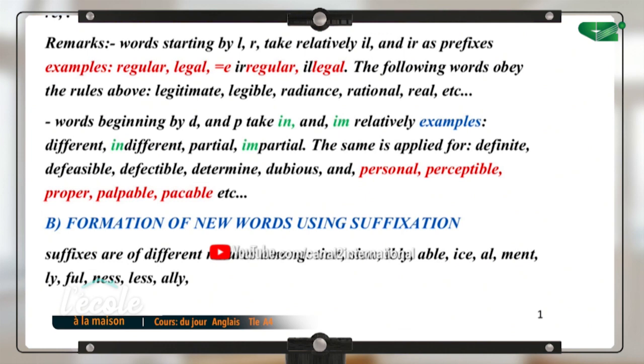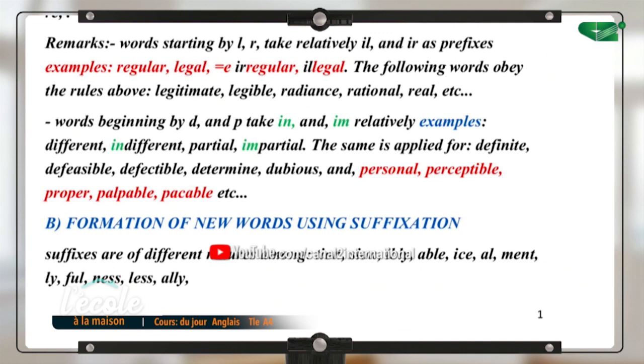You have real, or a synonym of authentic, if you like. Real. Since it is R, you put IR in front. It gives you irreal. And so on and so forth.